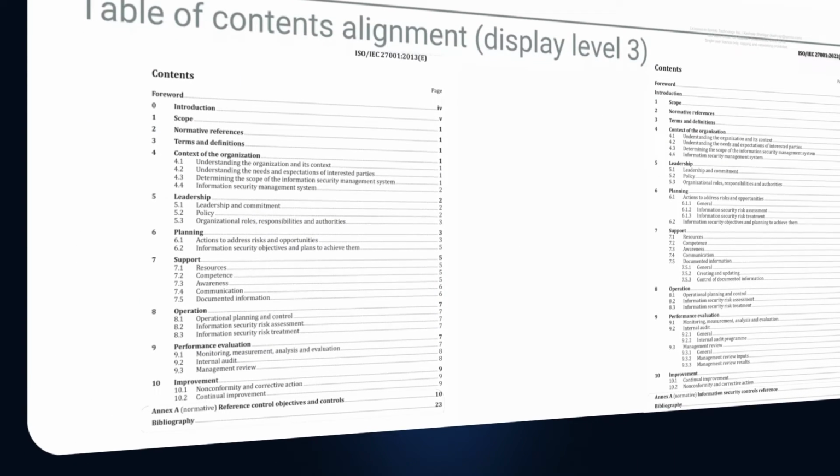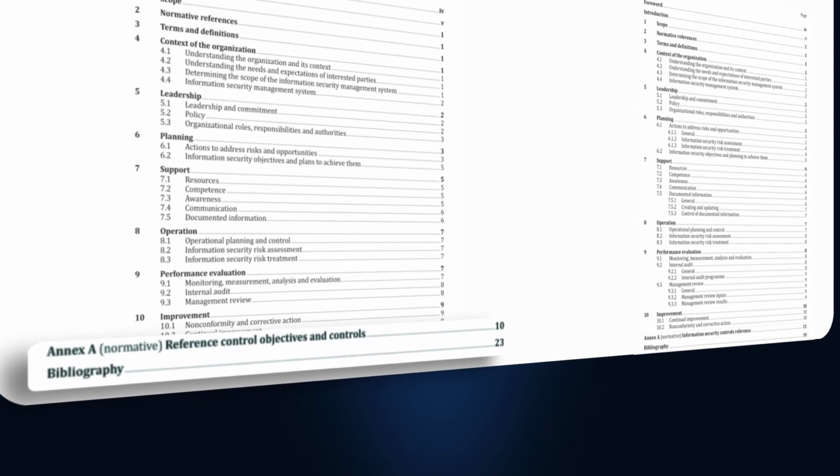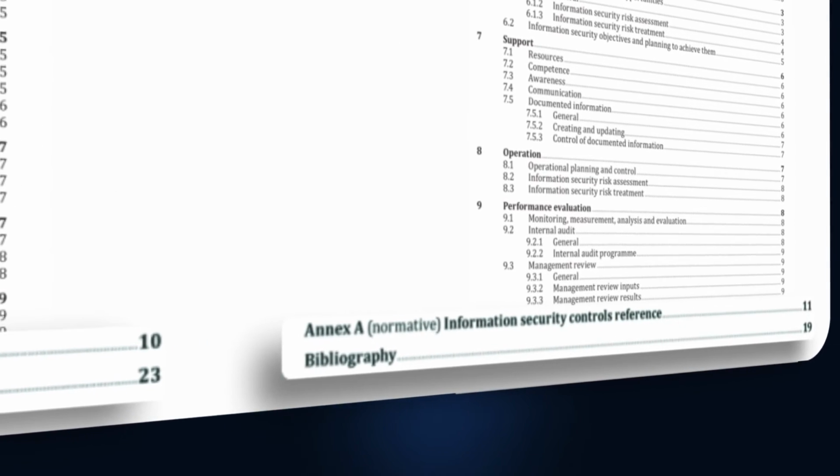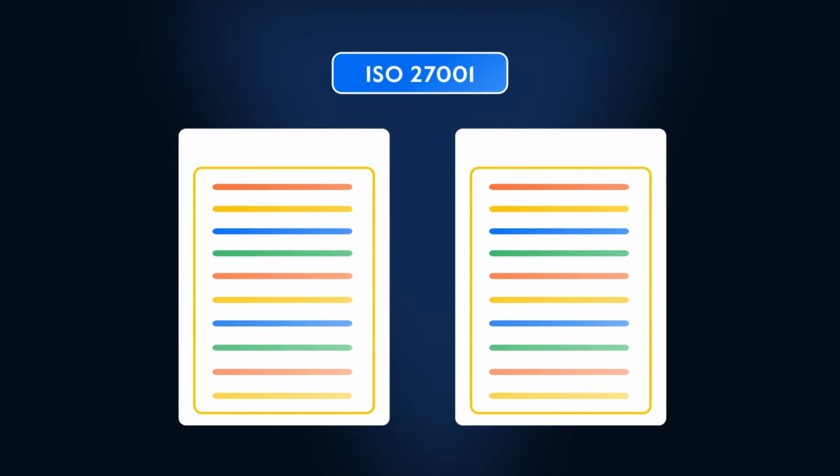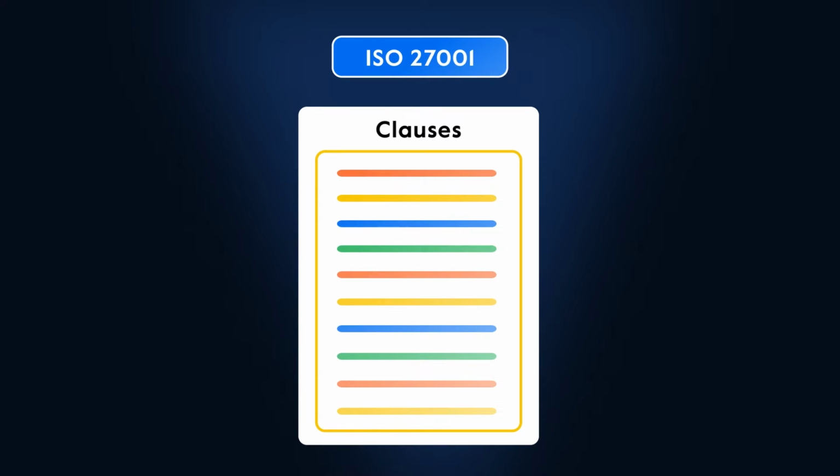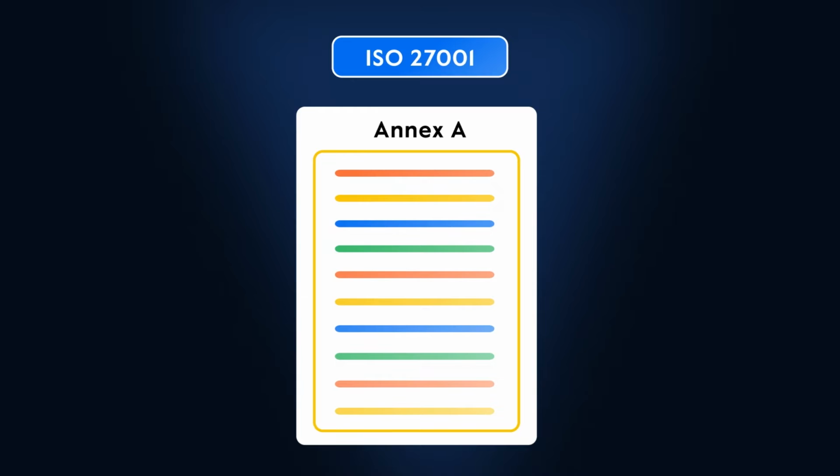The 2013 document used to be 23 pages long, while the 2022 version is only 19. This trimming is reflected in several parts of the standard, but we'll get to that in a second. ISO 27001 is divided into two parts. The first part are what's known as clauses. They range from 0 to 10. The second part is known as Annex A. Let's deal with part 1 first.